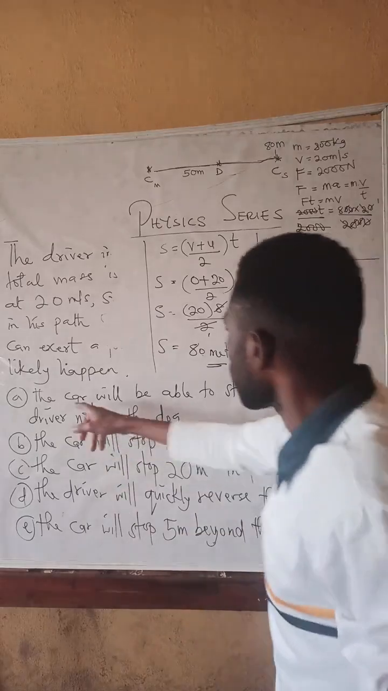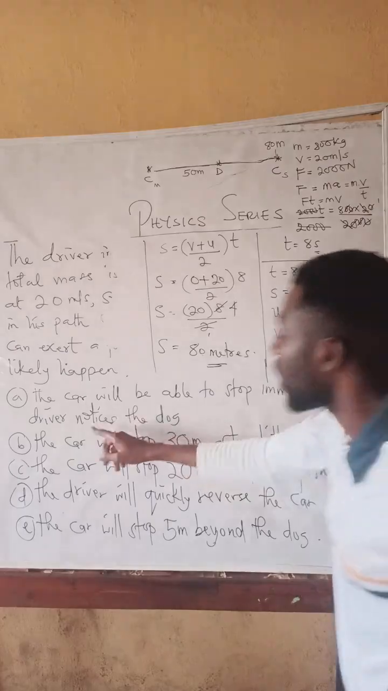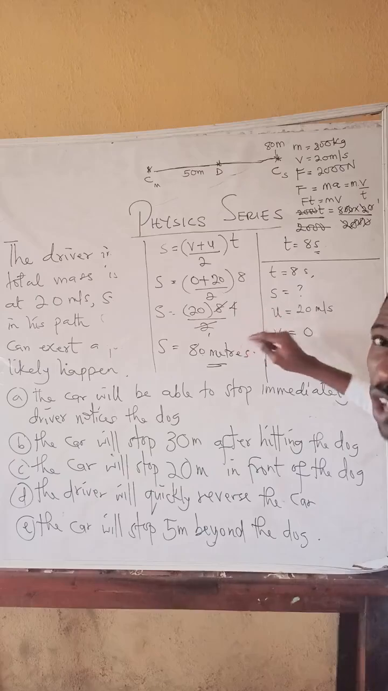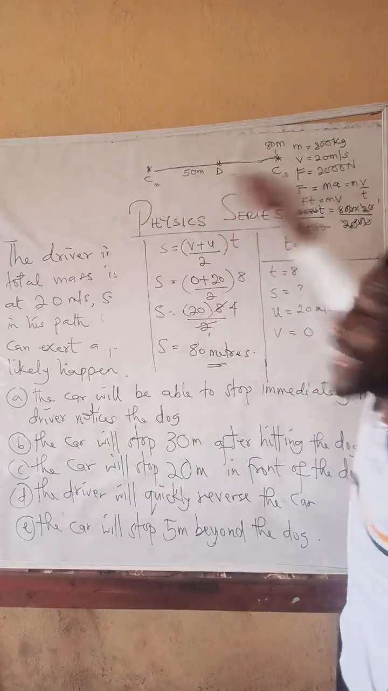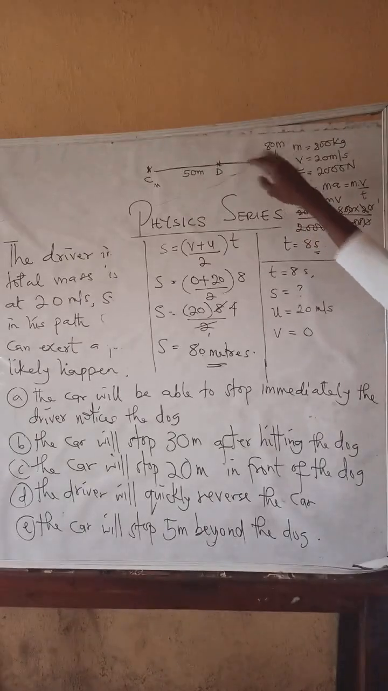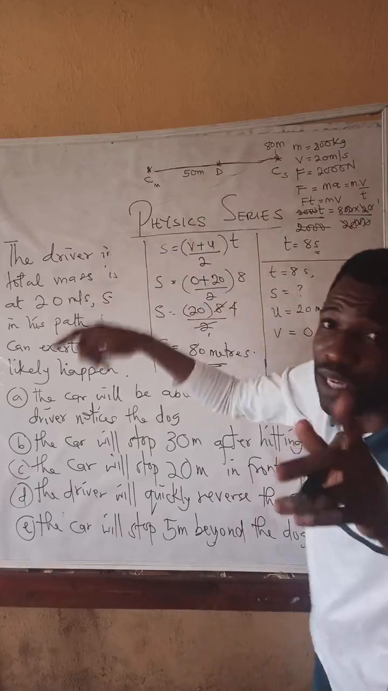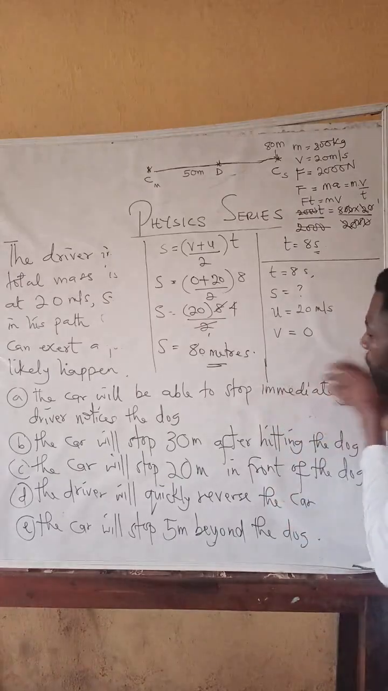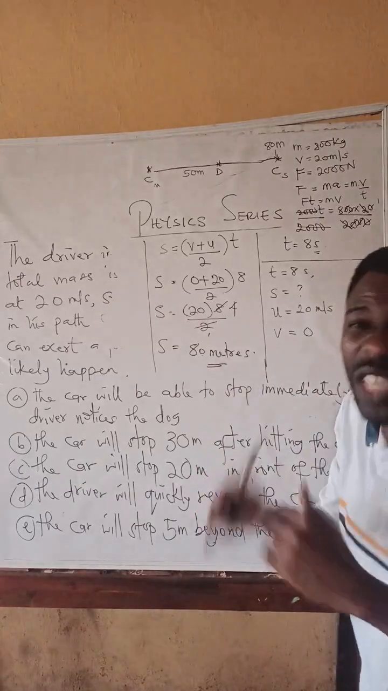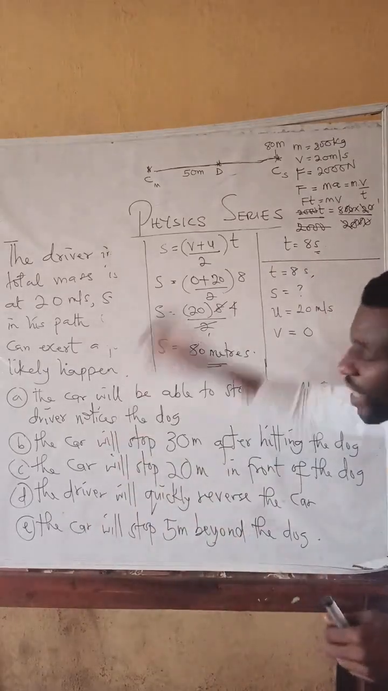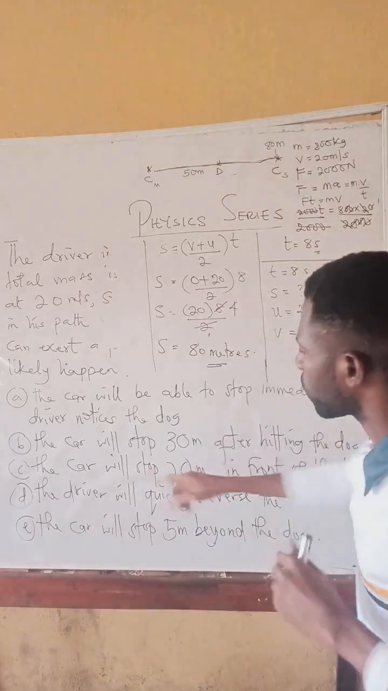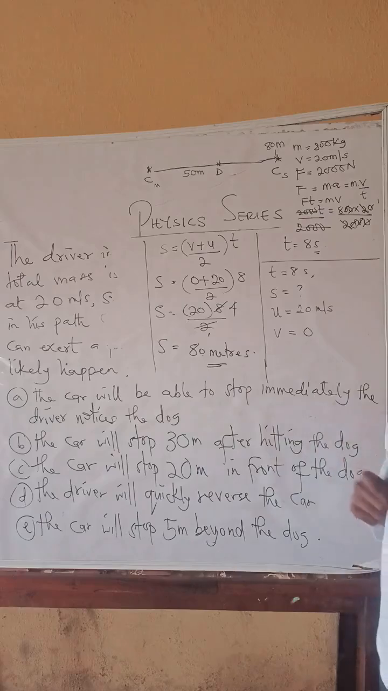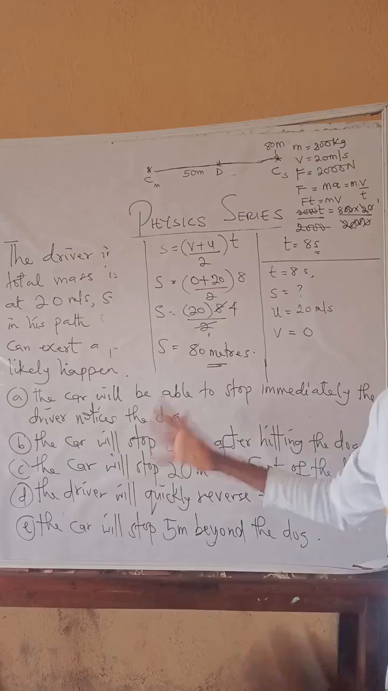What does that tell you? Looking at option A, the car will be able to stop immediately the driver notices the dog. It's wrong. Because from what you have seen from this equation, the car will pass the dog, because the dog is at a distance of 50 meters from the car. So option A is wrong because the car will not stop immediately the driver notices the dog. It will keep on moving, because the distance it can cover is 80 meters. Don't forget. Option B, the car will stop 30 meters after hitting the dog. That seems correct, but let's check other options. We'll come back to that.